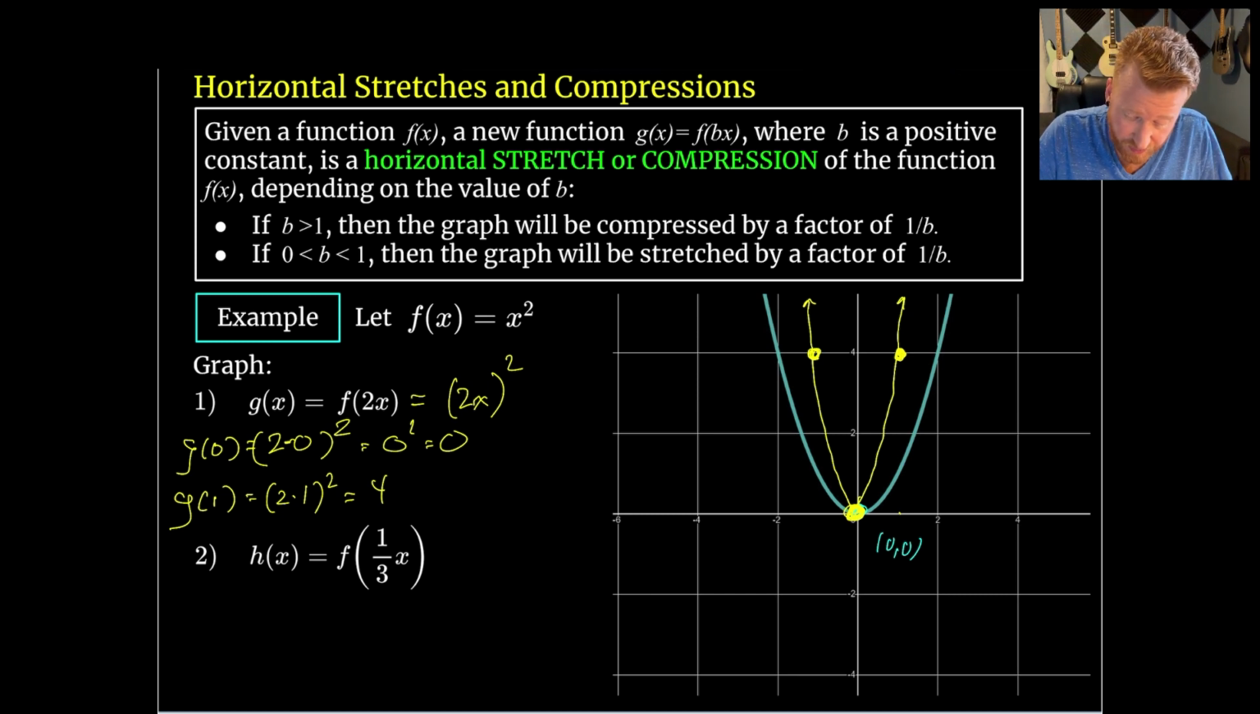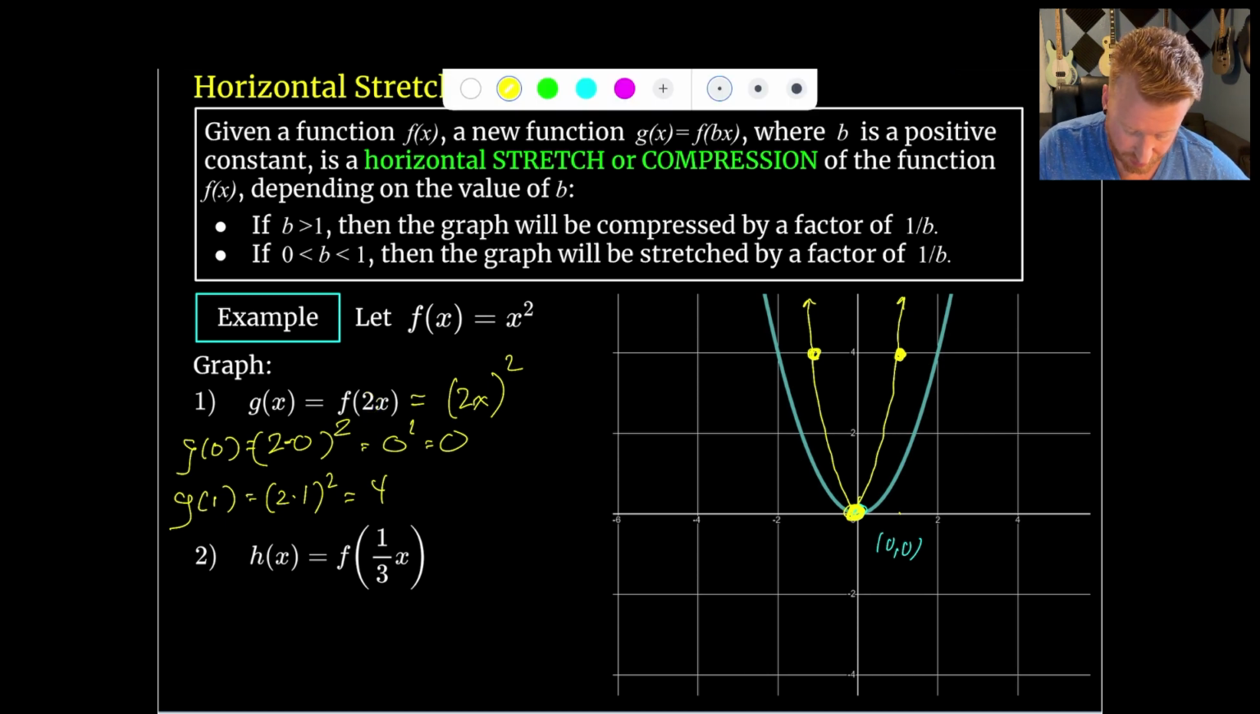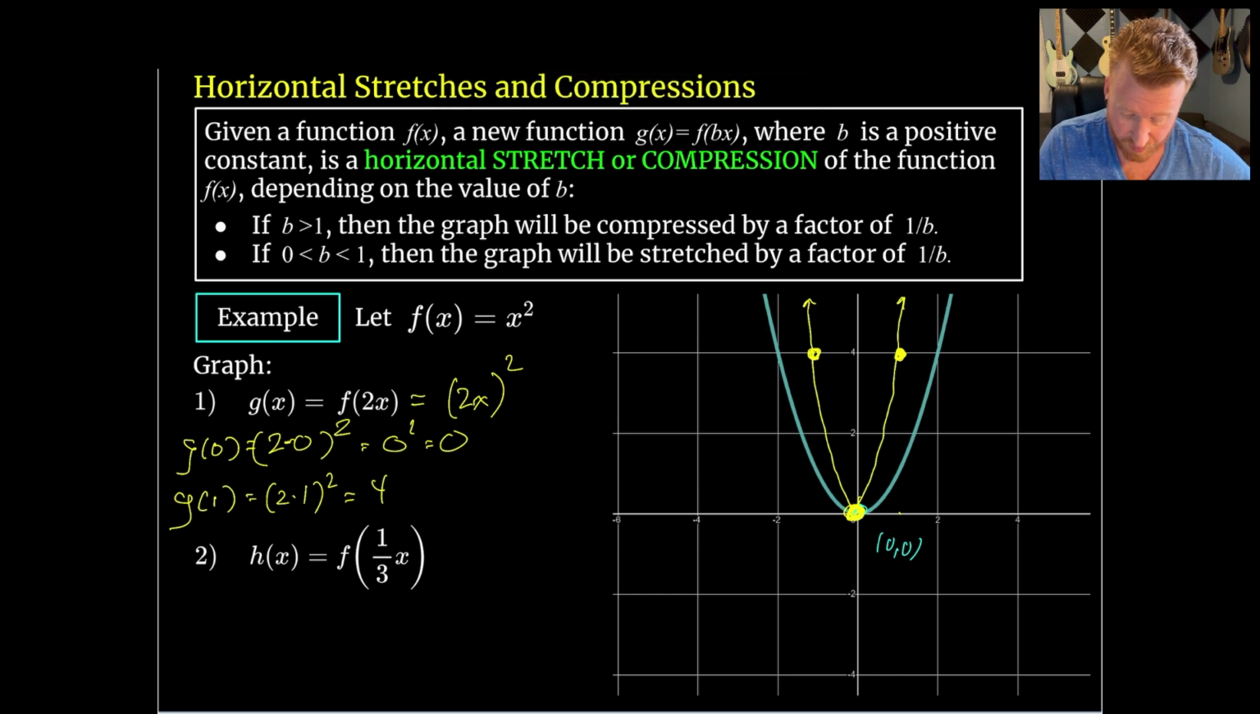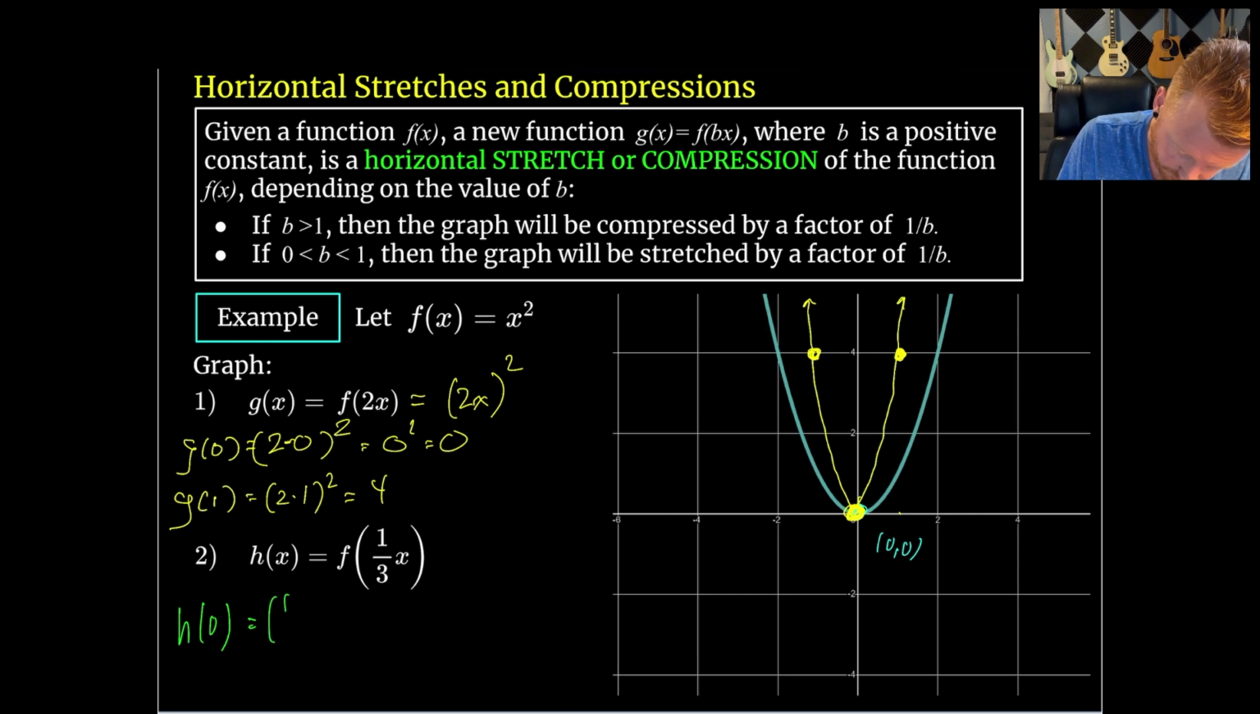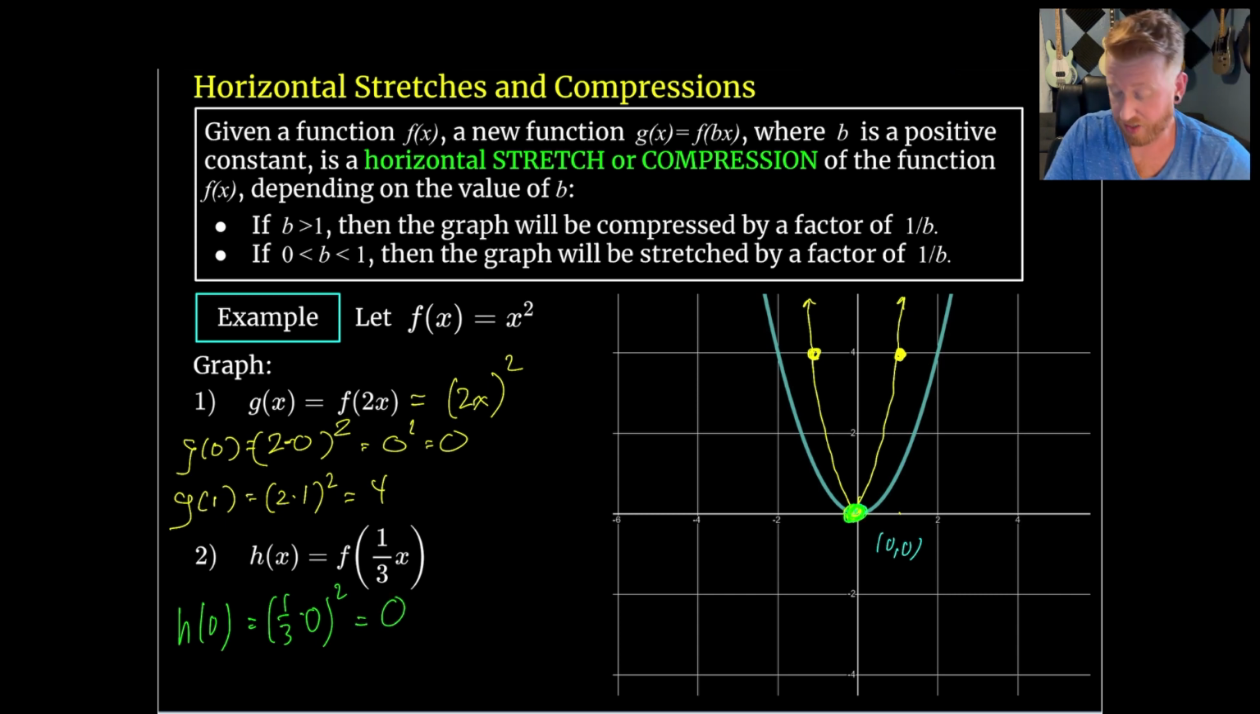So there we go. We have a horizontal compression in this case, since the value that we're multiplying the input by is bigger than 1. All right, let's take a look at what happens if we make this 1/3. So here we're looking at some h value. Again, h of 0 is still going to just give us 0. So if I look at this, this would be 1/3 times 0 being squared, which is still just 0 squared, which is 0. So again, we have this common point at the vertex where nothing too interesting is happening.